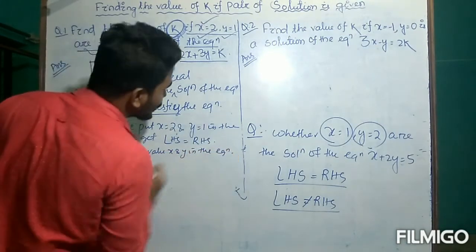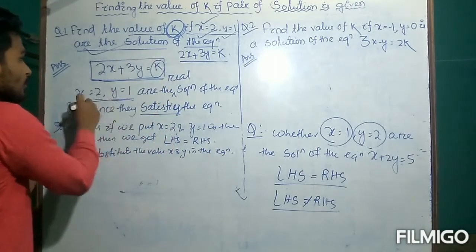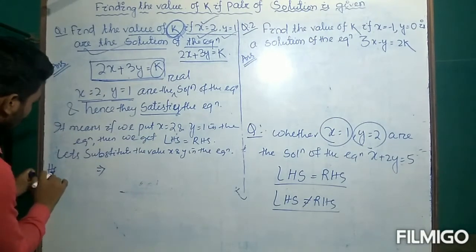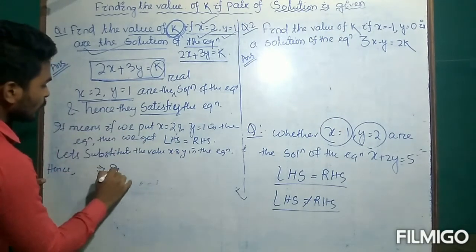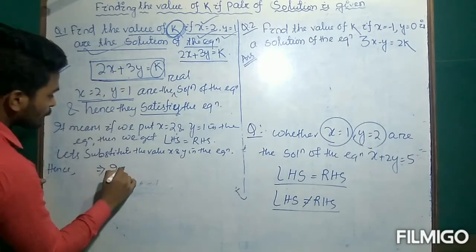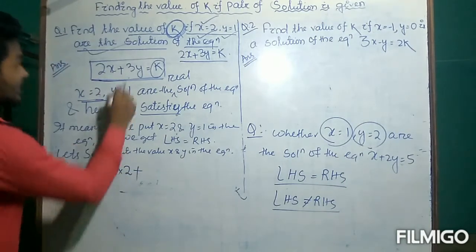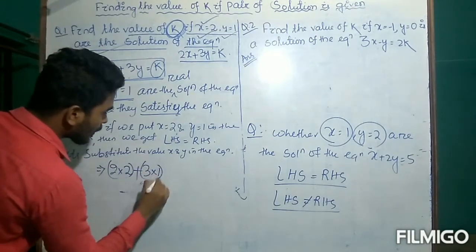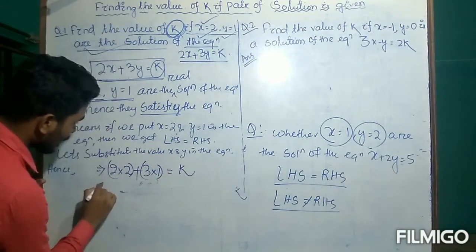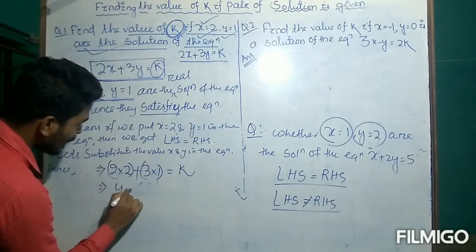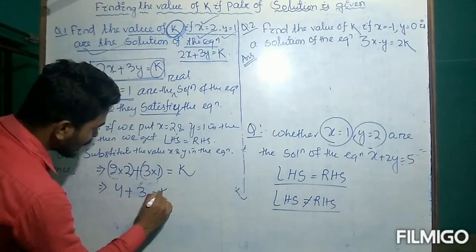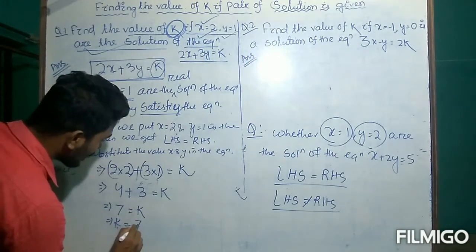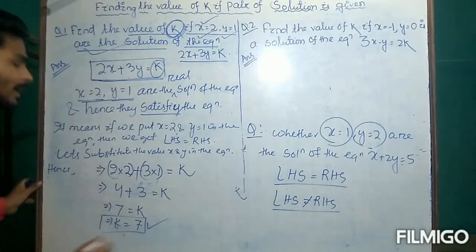Now we will simply substitute these two values in the equation. Hence our equation will be 2 into, in the place of x we put 2, plus 3 into, in the place of y we put 1, is equal to k. So we get 2 into 2 is 4, plus 3 into 1 is 3, is equal to k. So 7 is equal to k, hence k is equal to 7. Now we have found the value of k.